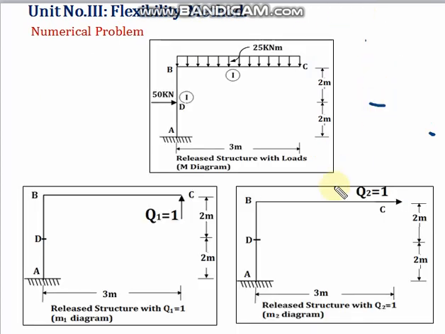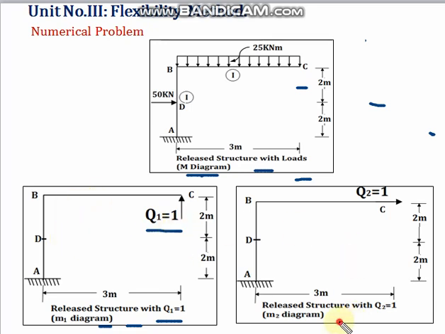Next step is release structure. So release structure with load, and that we call the capital M diagram. Here we will remove the redundant support which is at C. So this diagram we call the M diagram. Now next diagram is the small m1 diagram, release structure with Q1 equal to 1. So here we apply the unit force in the direction of redundant force, Q1 is equal to 1, and there is no load on the structure.